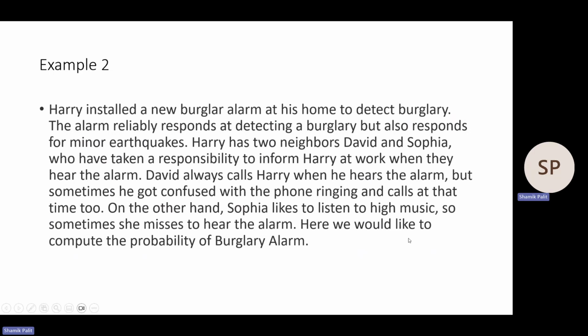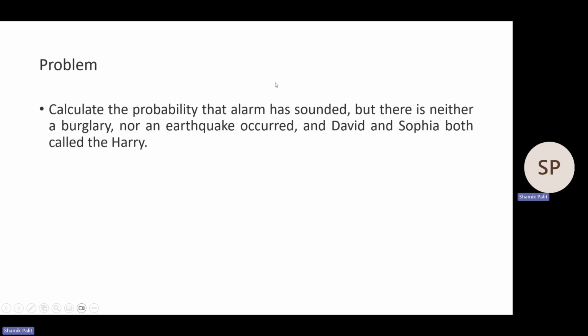In this particular case, suppose my problem statement is to find out the probability that the alarm has been triggered, but neither is there a burglary nor an earthquake, but still a call has been made by David and Sophia. So this is one of the situations given over here, and you are told to compute the probability, because this is how we explore different types of hidden observations in any machine learning model. Whenever we start training a machine learning model, this type of hidden feature must be explored from a given data set or from a given scenario.